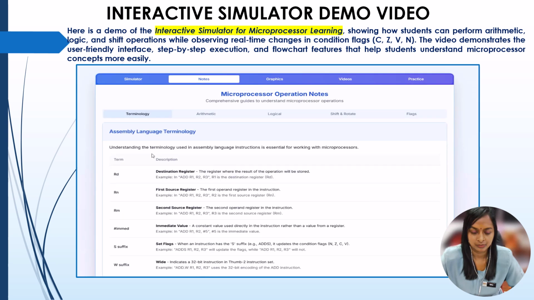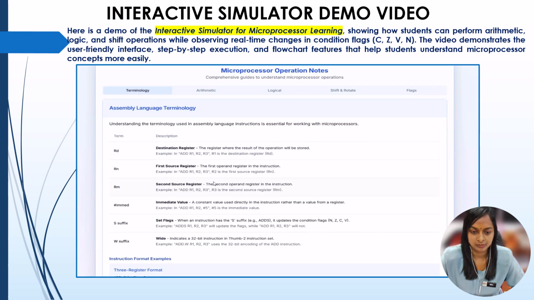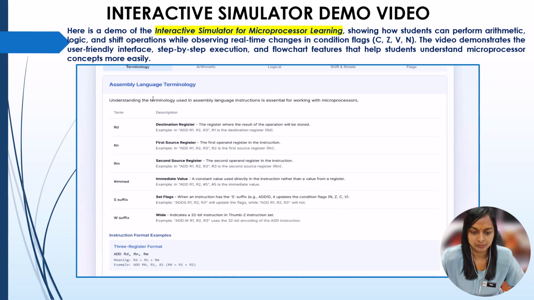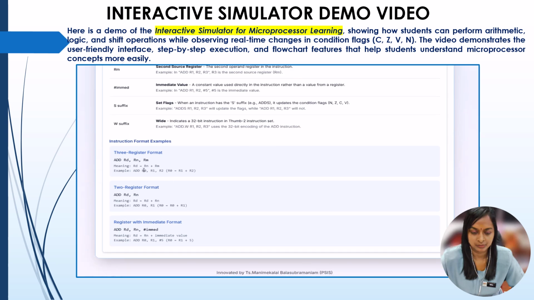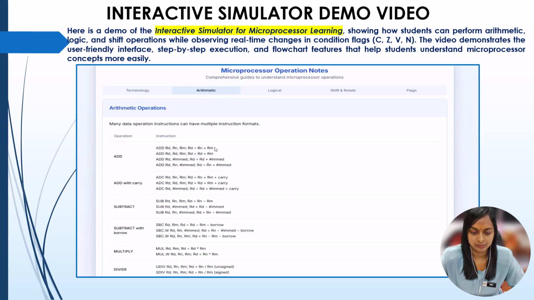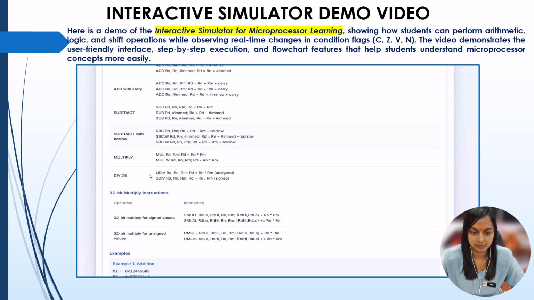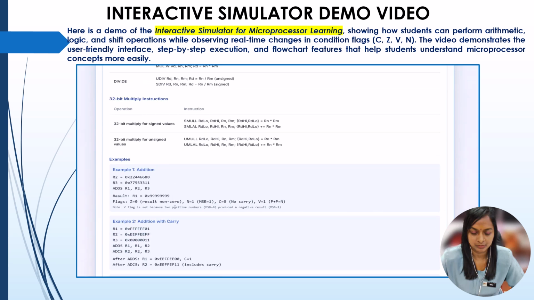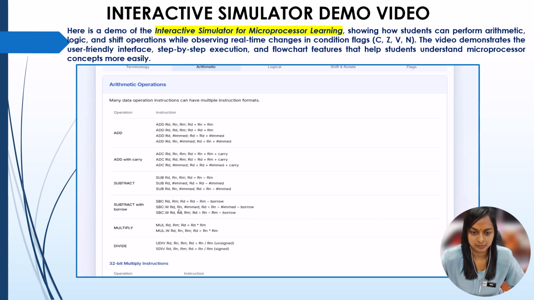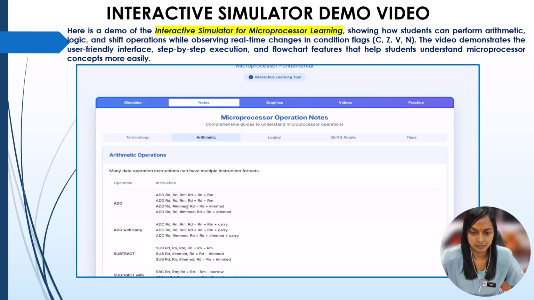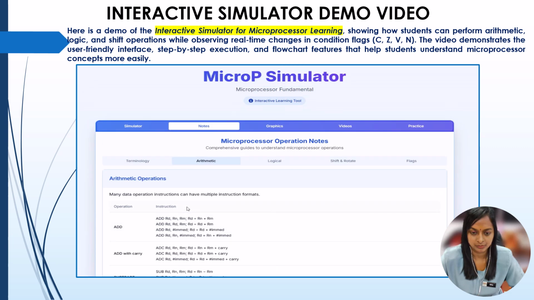Students can see the assembly language terminology from the notes tab. Basically the definitions of RT and RN will be explained in the terminology, and some format examples are also given. And then we have the notes for arithmetics, how the arithmetics for add with carry and subtract were done. So students can see the notes from here also. They don't need to do any installations, it's just a web page, so using this link they can browse in their phones as well, wherever they are.